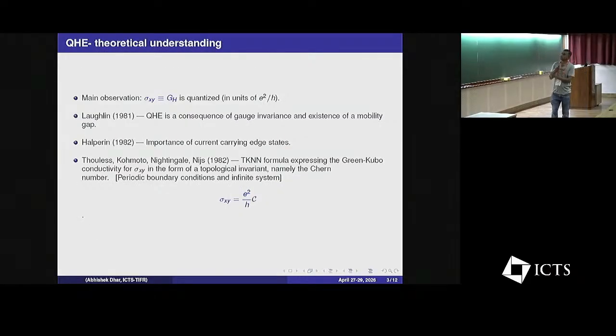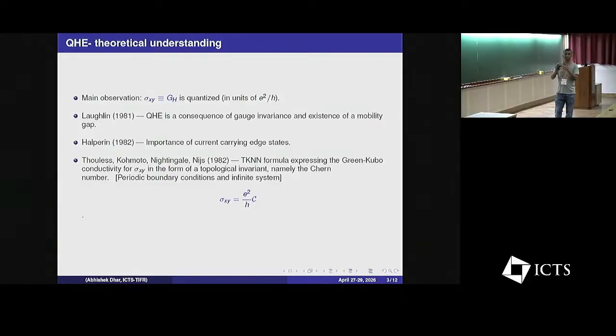And then the connection with topology was established in this very nice paper by these people, who gave the so-called TKNN formula, where you consider this 2D sample on a periodic geometry, so it's on a torus, and you calculate the Green-Kubo conductivity, this transverse conductivity sigma_xy. What they showed is that you can express it in terms of a topological invariant, which is a Chern number. So this is the relation.